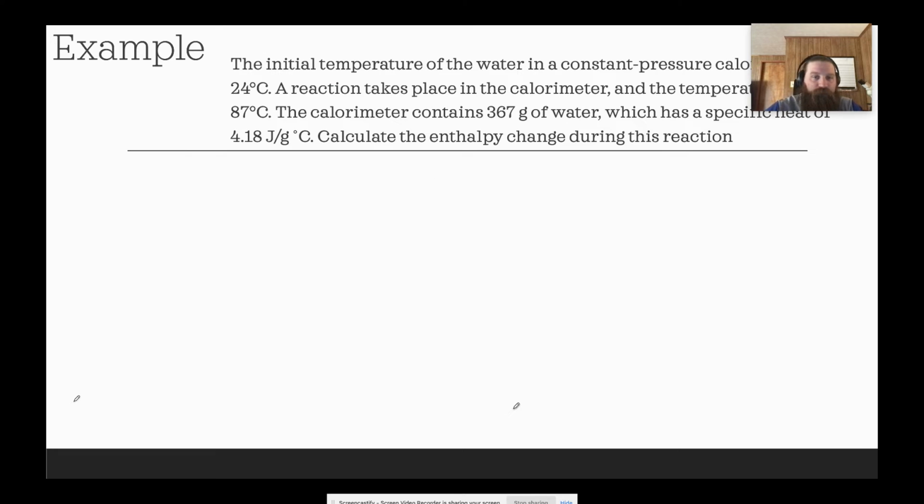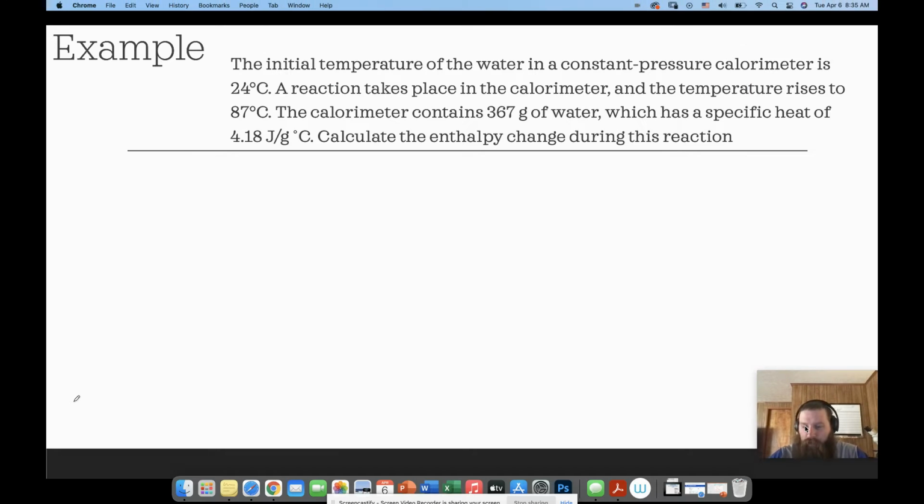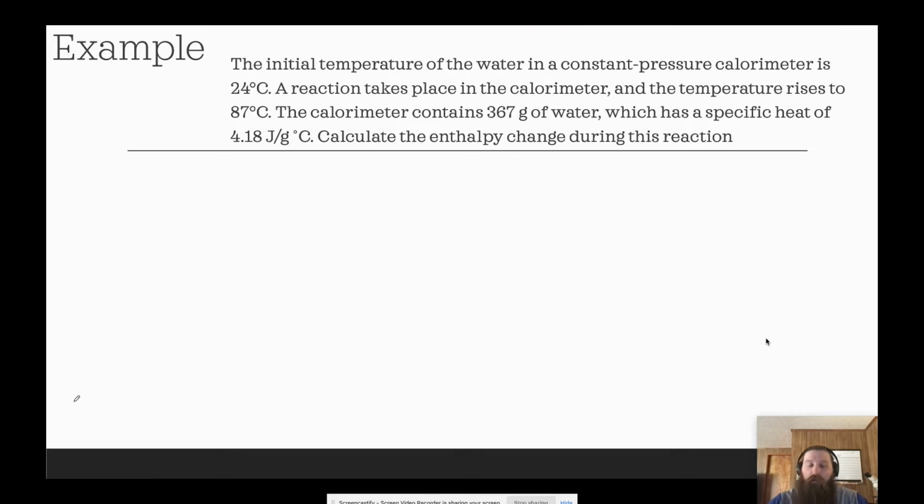Okay, so let's do a practice problem here. Let's see if we can analyze one of these. So the problem says the initial temperature of the water in a constant pressure calorimeter is 24 C. A reaction takes place and the temperature rises to 87 C. So we have 24 to 87. The calorimeter contains 367 grams of water, and we know the specific heat of water is 4.18 joules per gram Celsius. Calculate the enthalpy change during this reaction.